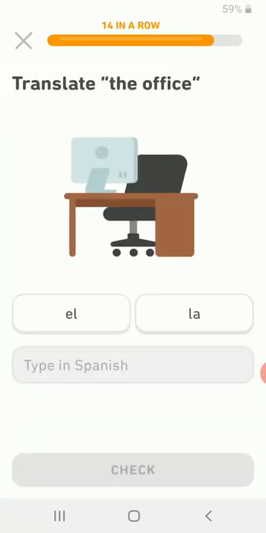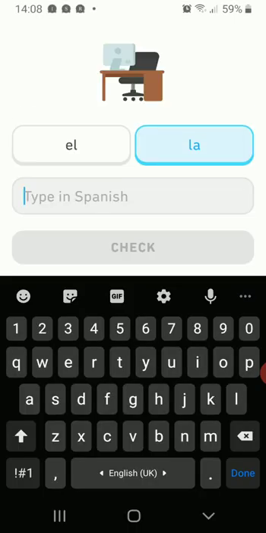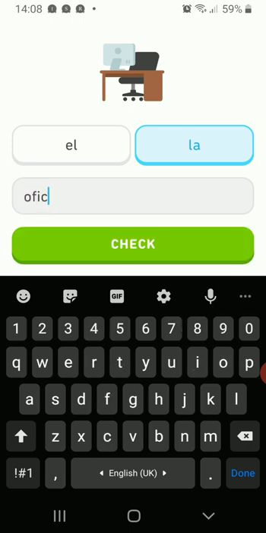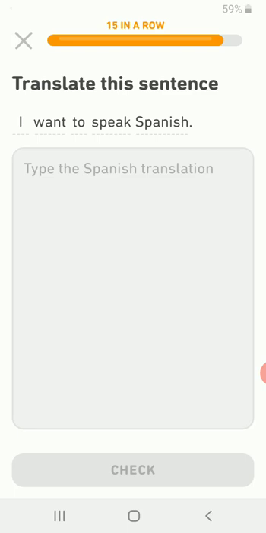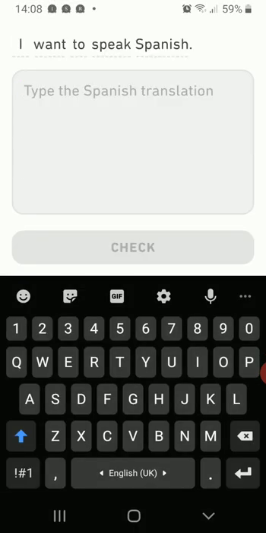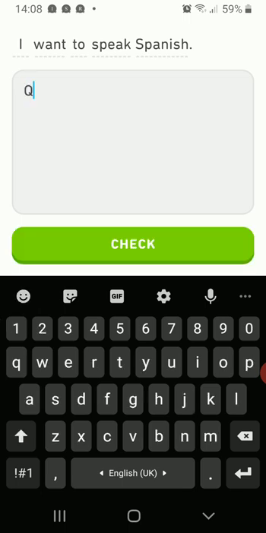Yes. And so oficina is not el but la because it's feminine. Let's see if I got it correct. Yeah, that's correct. I want to speak Spanish. I can say yo, but I don't want to say yo here. I'll just say quiero hablar, to speak. Quiero hablar español.